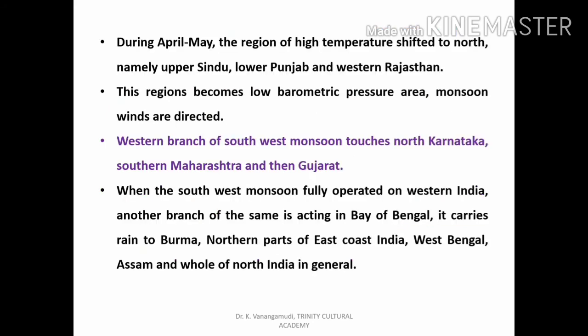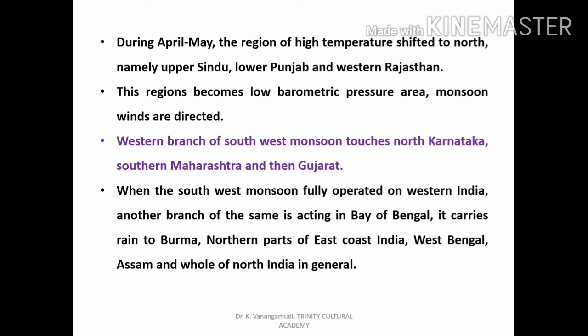During April-May, the region of high temperature shifted to the north, namely Upper Sindh, Lower Punjab and Western Rajasthan. These regions become low barometric pressure areas. Monsoon winds are directed. The western branch of the southwest monsoon touches North Karnataka, southern Maharashtra and then Gujarat. When the southwest monsoon fully operates on western India, another branch of the same is acting in the Bay of Bengal. It carries rain to Burma, northern parts of east coast India, West Bengal, Assam and the whole of North India in general.